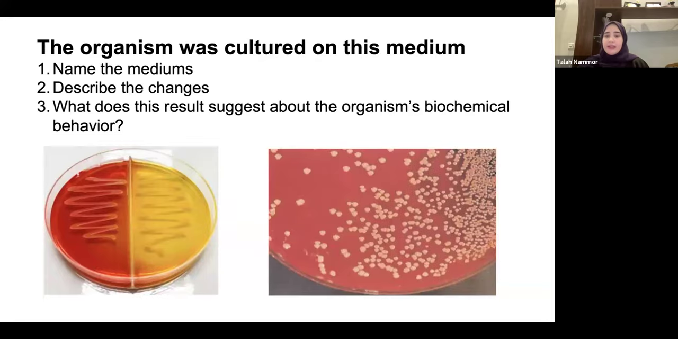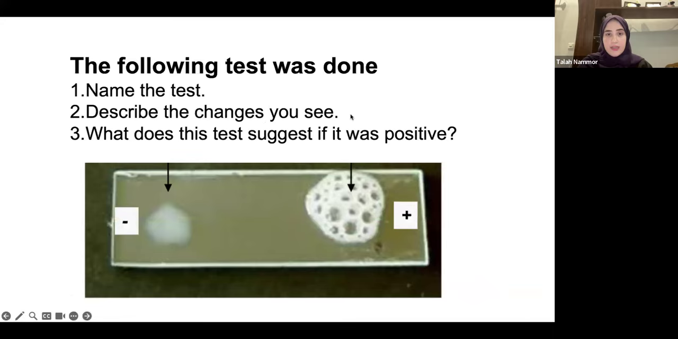Okay, beta hemolytic. Let's not go there yet. Let's wait. I just need you to know that it's mannitol fermenting, and what is it called? It is beta hemolytic. Yeah, it is. Okay. So let's move on. Then another test was done. So now we know it's Staph, right?